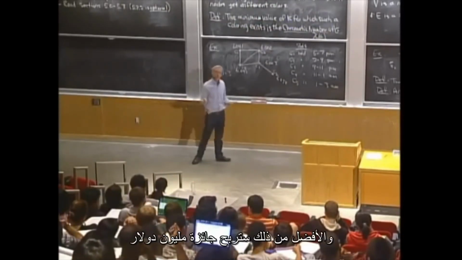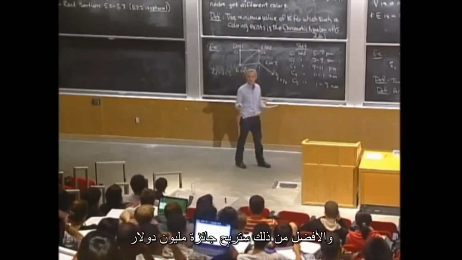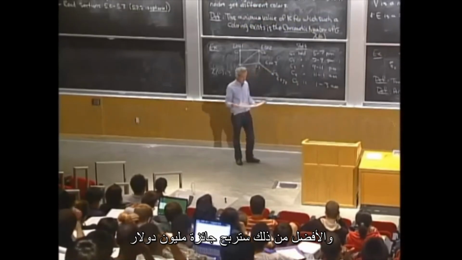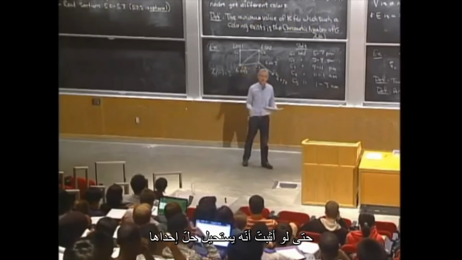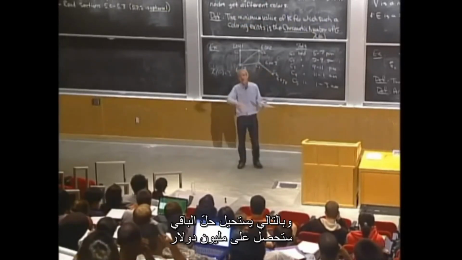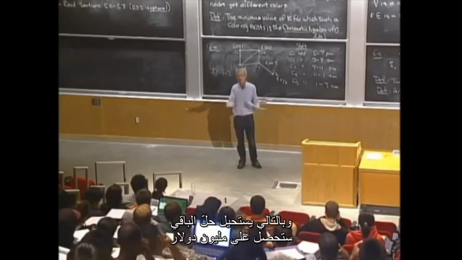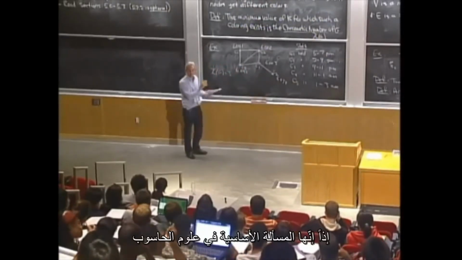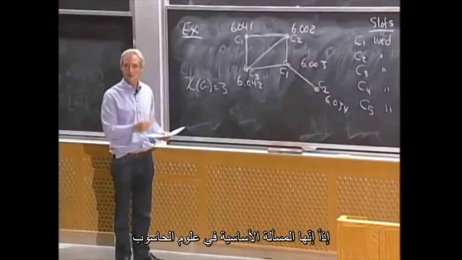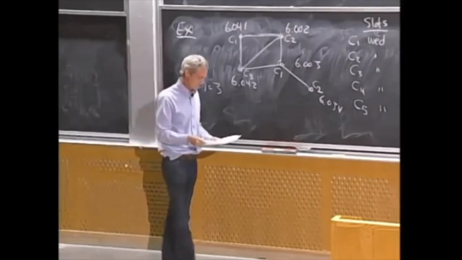Even better, you win a $1 million prize, one of these Millennium Prizes we talked about in the first lecture. Even if you show you can't find a fast algorithm for one of them, that means that none of them have fast algorithms, and you also get $1 million. So this is the central problem in computer science, in theory of computing, whether or not you can solve these NP-complete problems.